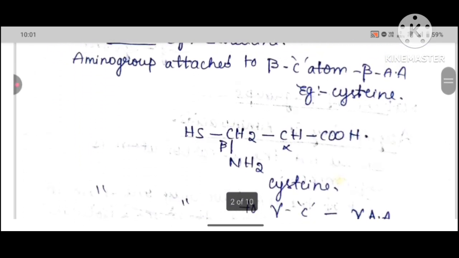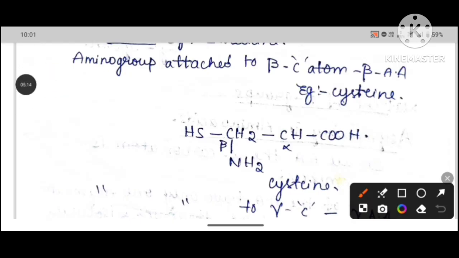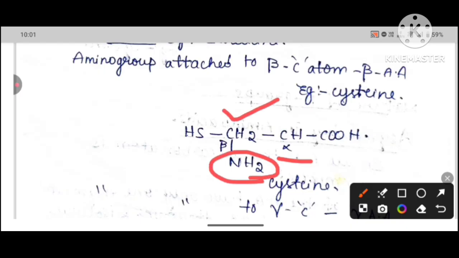Let's see the examples. If the amino group is attached to the beta carbon, then the amino acid is called a beta amino acid, and the example is cysteine. Let's understand the structure. This is the structure of the amino acid cysteine. This is the alpha carbon atom, but you can notice the attachment of the amino group to the beta carbon. That's why cysteine is known as a beta amino acid.